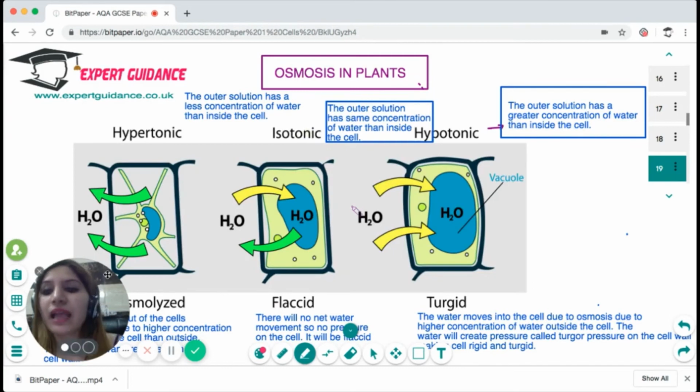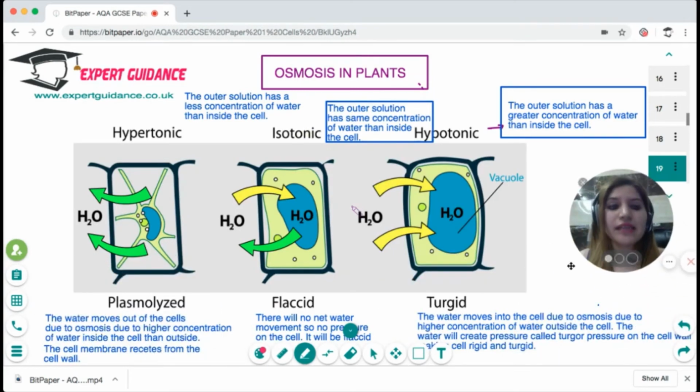Now, let's see how osmosis in plants takes place. There are generally three kinds of solution: hypertonic, hypotonic, and isotonic. Hyper means more solute. So hypertonic is the solution that has more solute, so a lower concentration of water. Hypotonic is the solution that has less solute, so a higher concentration of water.